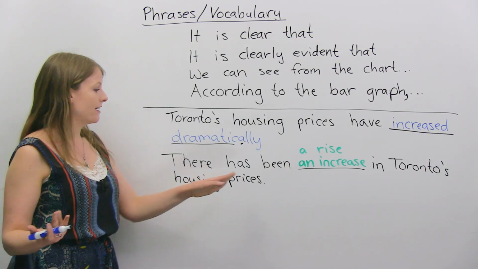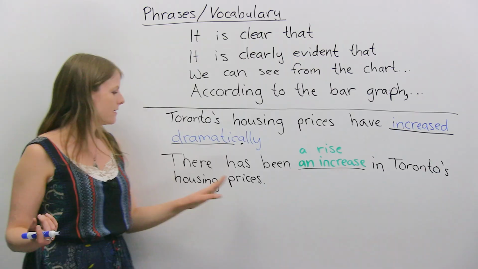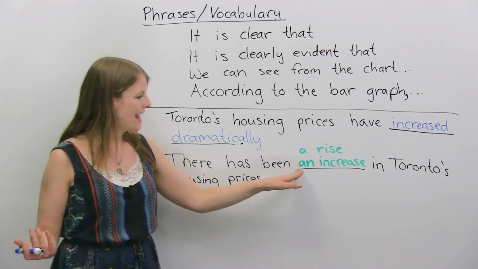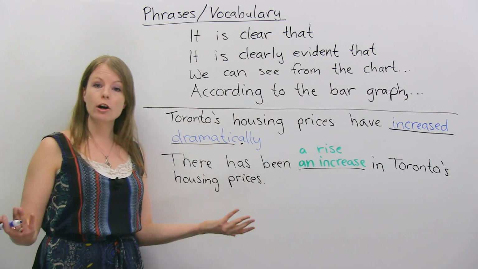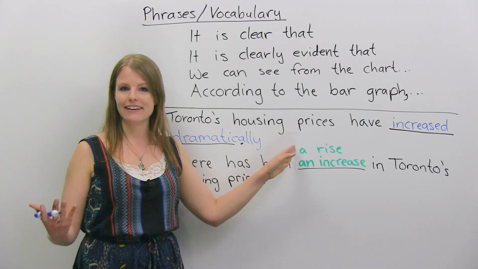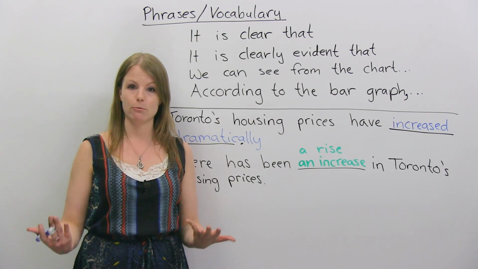We can also use increase as a noun. In this case, it's a verb, but we can change this so it's in the noun form now. There has been an increase in Toronto's housing prices. Or we can use a different word altogether. There has been a rise. A rise is a synonym of increase. They have the same meaning, but they're different words.